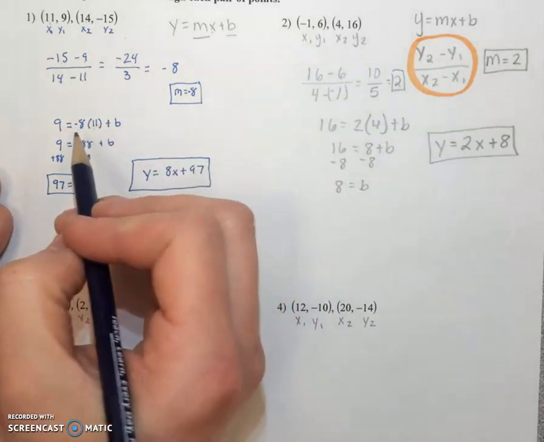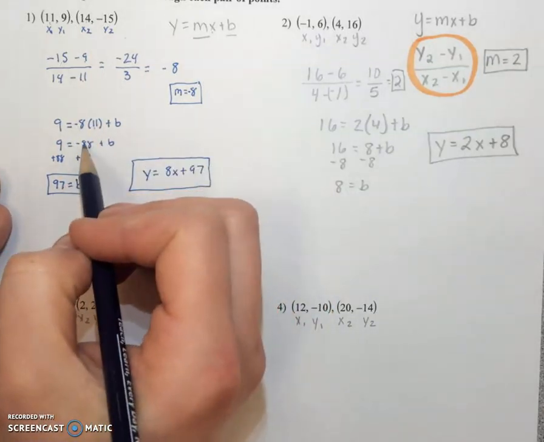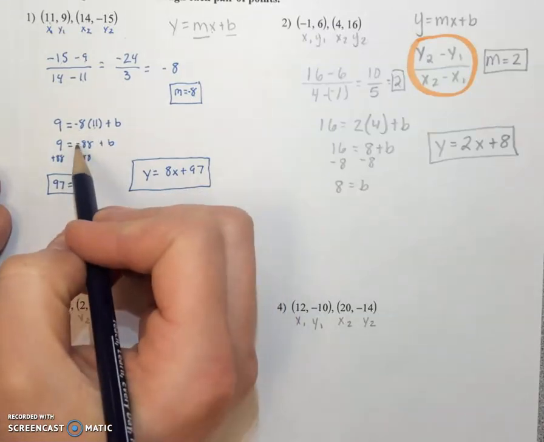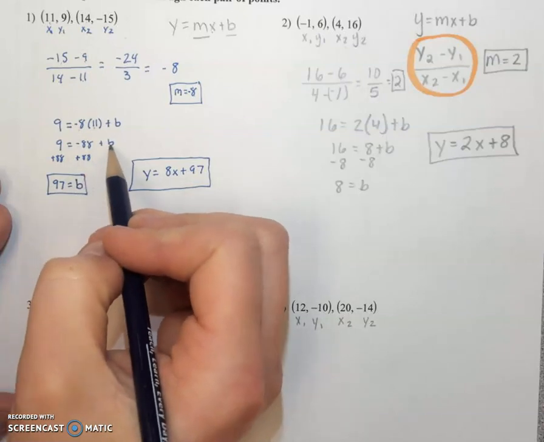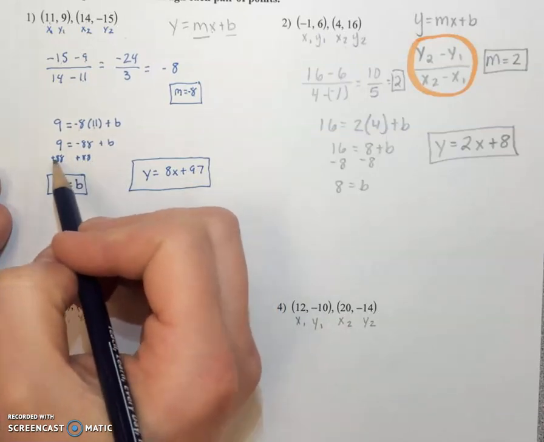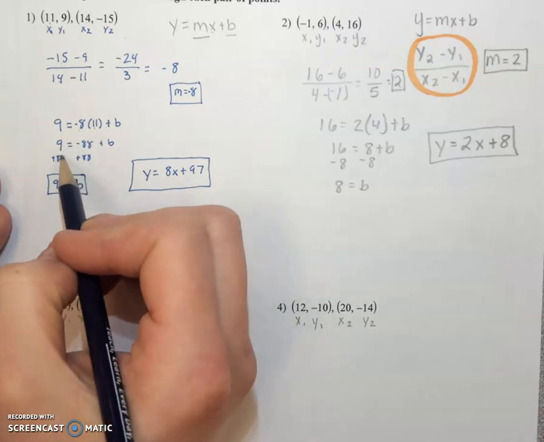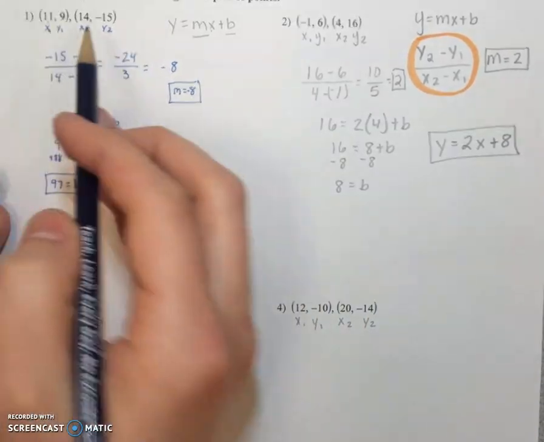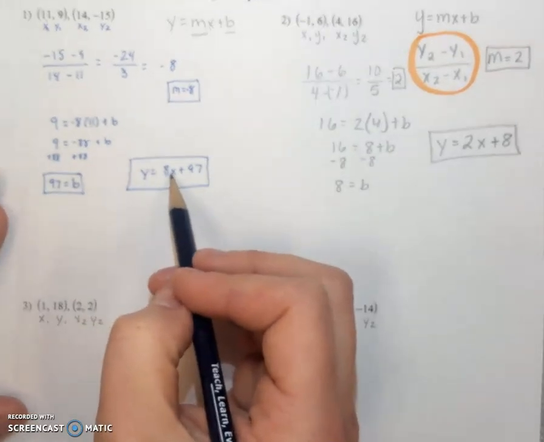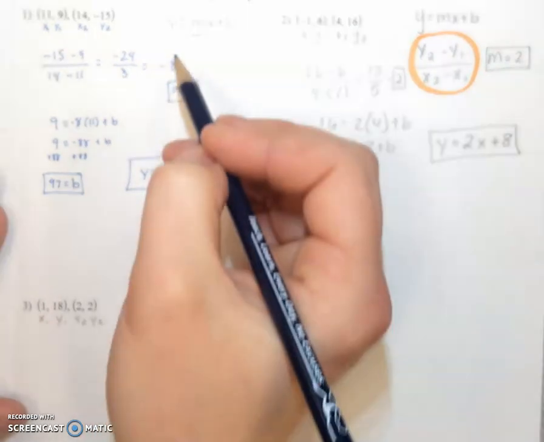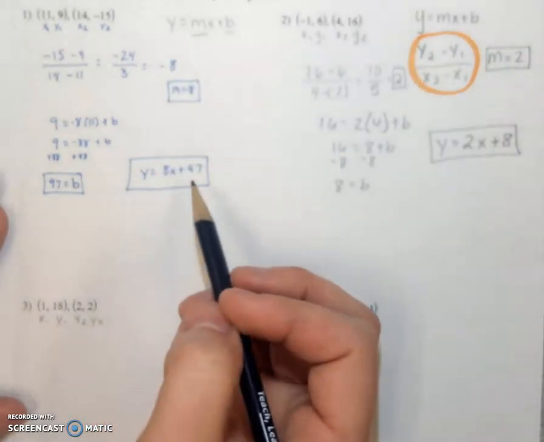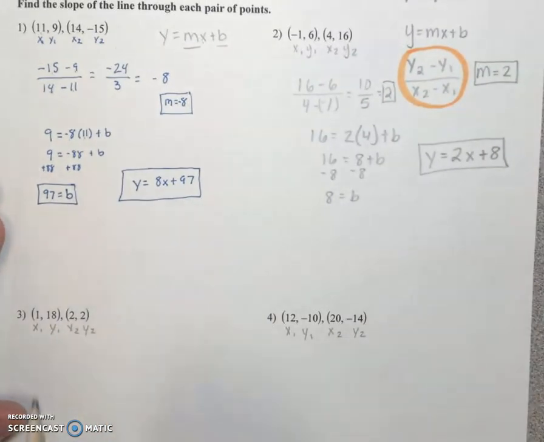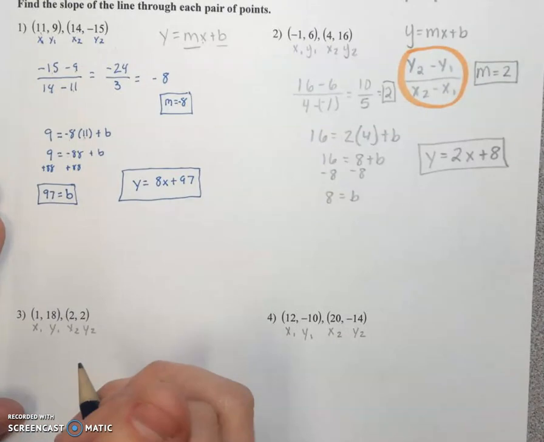So let's solve it. Negative 8 times 11 is negative 88. So he has 9 equals negative 88 plus b. The opposite of a negative 88 is a positive 88. We're trying to solve for b and get b by itself, so I'm going to add 88 to both sides. 9 plus 88 is 97. So my final equation for this ordered pair is y equals negative 8x plus 97. That's your full answer. It's a multi-step problem, but this is your full answer. So again, if you don't already have that from class today, get it now. And number 2, I'm going to go ahead and move on to number 3. Make sure we have plenty of time.